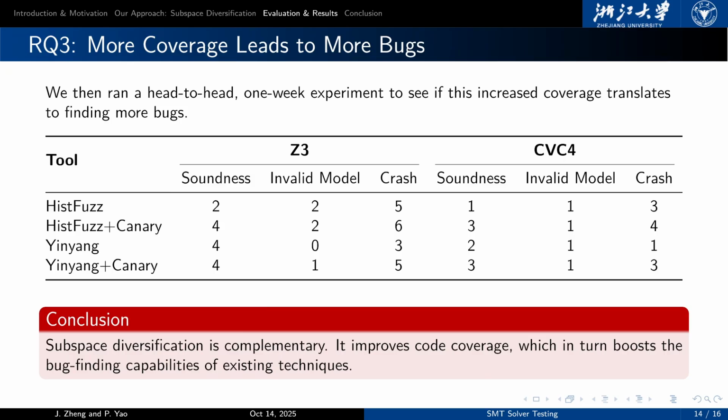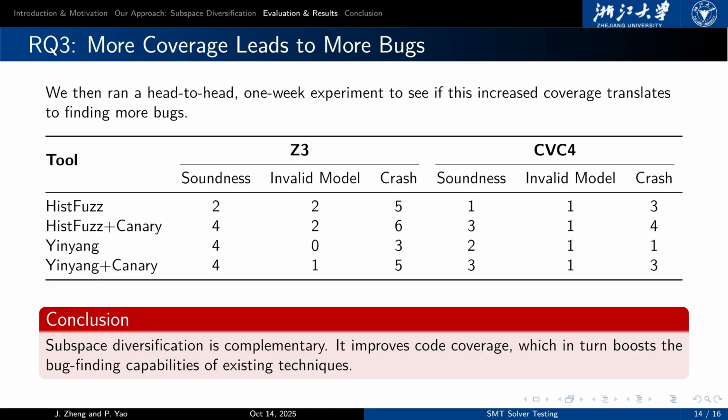But does more coverage mean more bugs? We ran a 1-week head-to-head competition to find out. The results in this table are very encouraging. We combined Canary with fuzz and yin-yang. The combined tool finds more bugs than the baseline fuzzer alone. We see more critical soundness bugs. We also see more crashes.